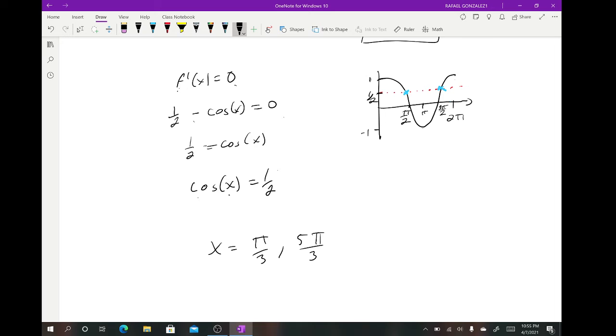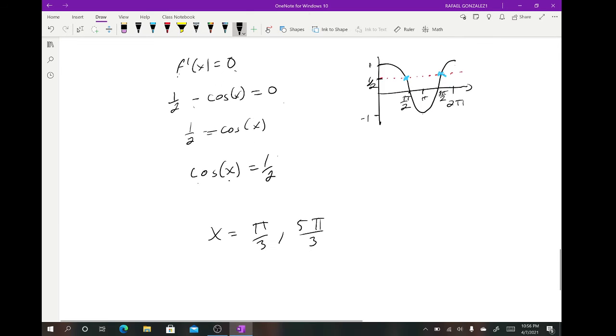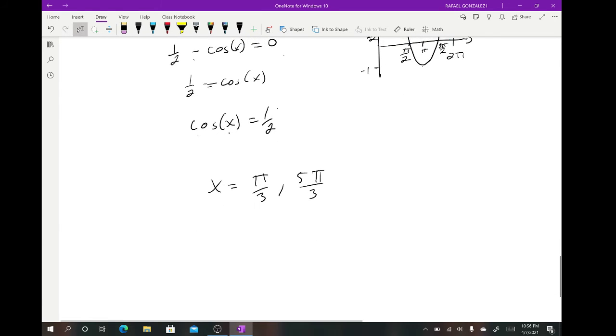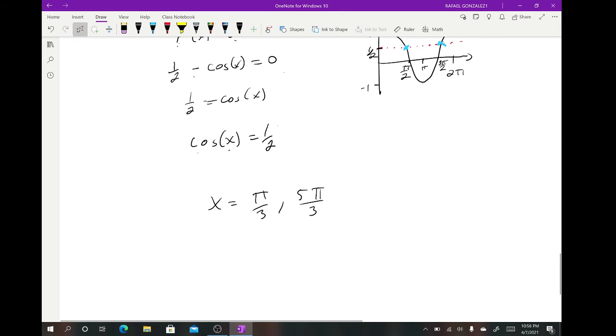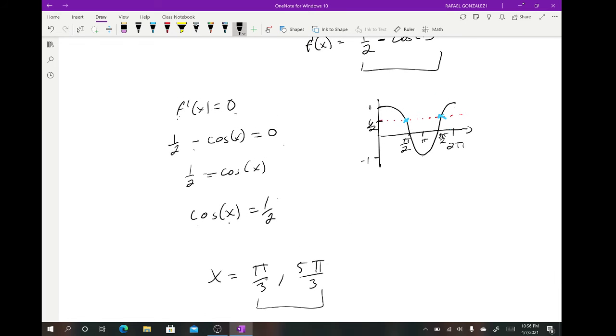Now, again, you could use the reference triangles, you could use the unit circle to actually figure this out. This is not too difficult to do, but this is again from trigonometry. Okay, so now that we have this, these are our critical values. Also, we should always check that these values actually fall on our interval. Pi over 3 is definitely bigger than 0 and less than 2 pi. 5 pi over 3 is definitely bigger than 0 and less than 2 pi.